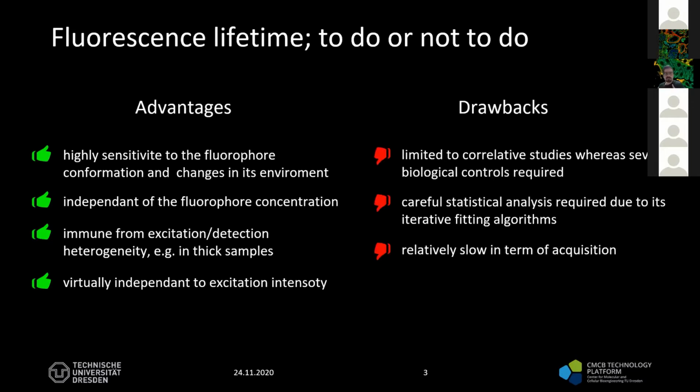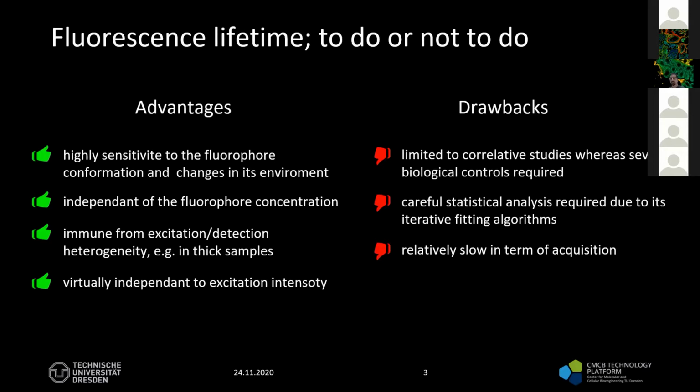The drawbacks are that it's limited to correlative studies, whereas several biological controls are required. We will see how that should be addressed when you want to properly do FLIM experiments. Also, careful statistical analysis is required due to its iterative fitting algorithms, and it is relatively slow in terms of acquisition.